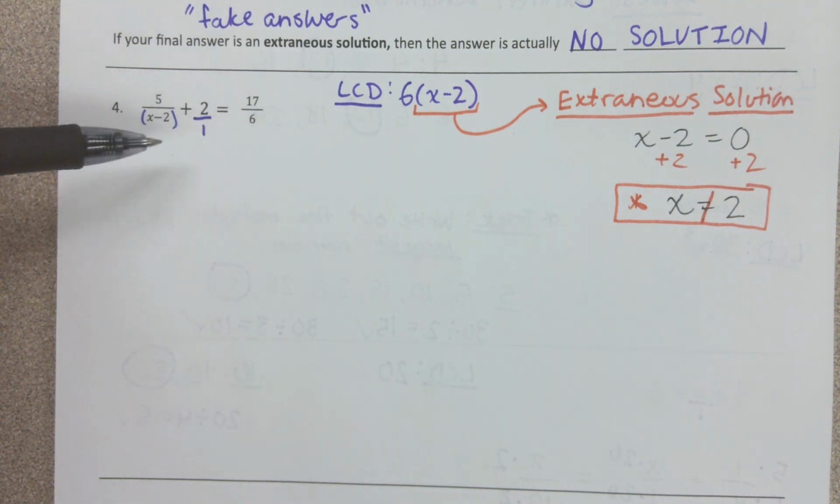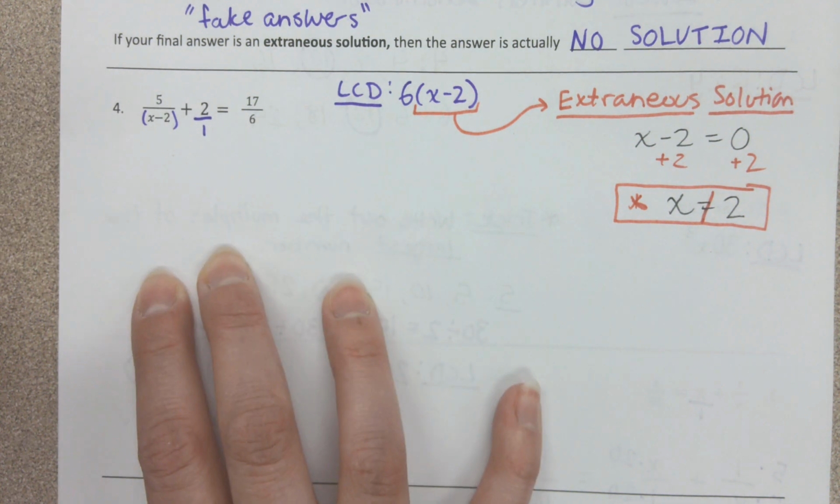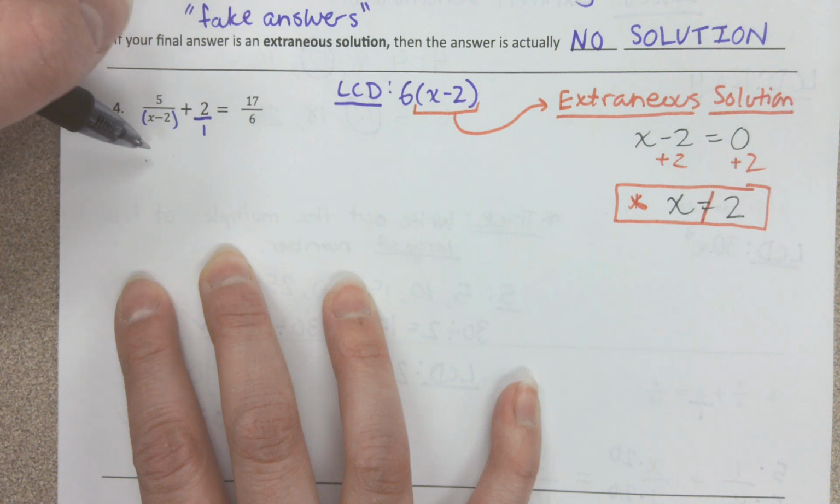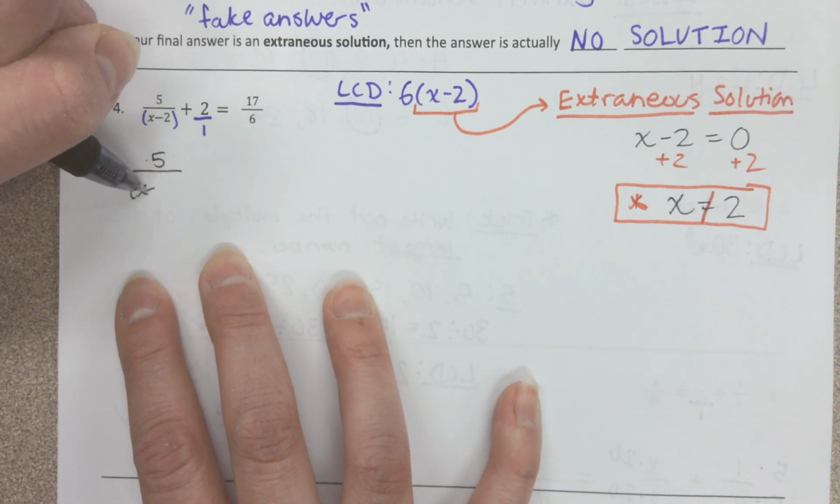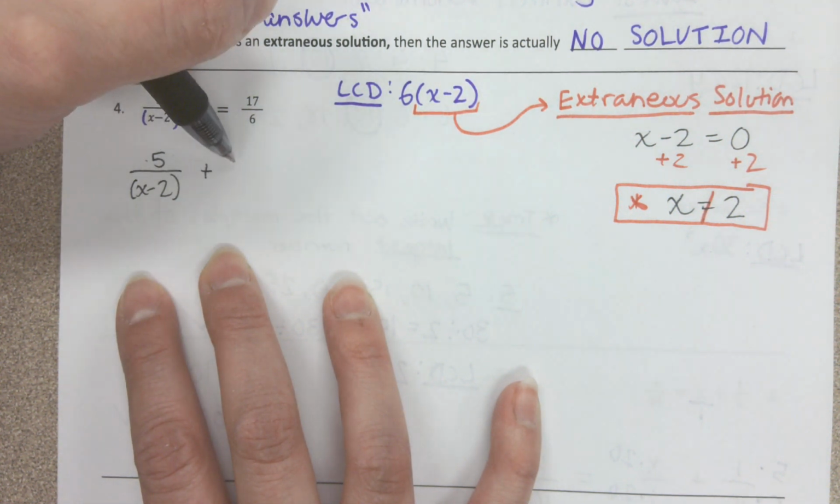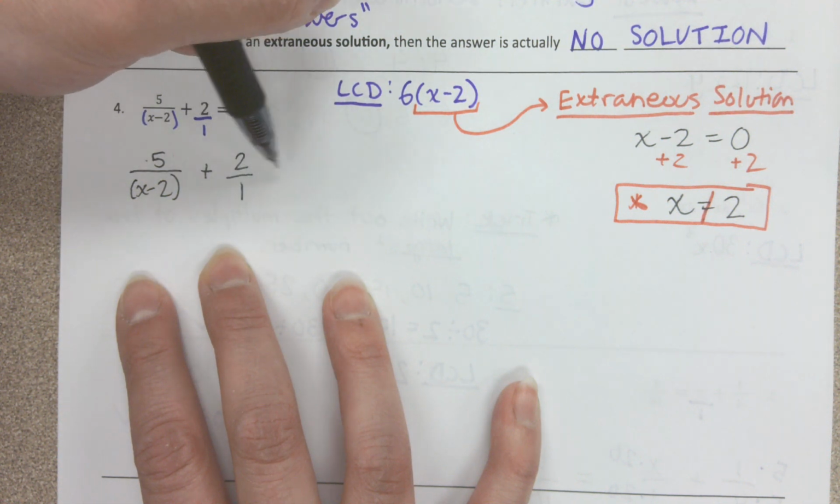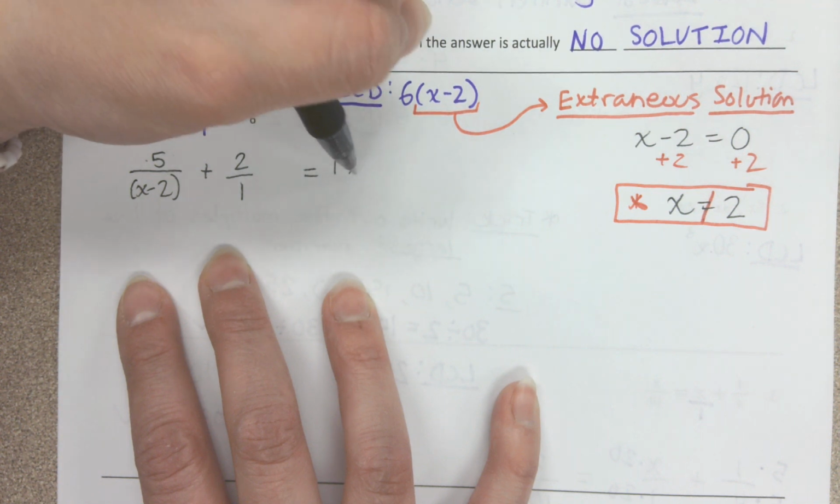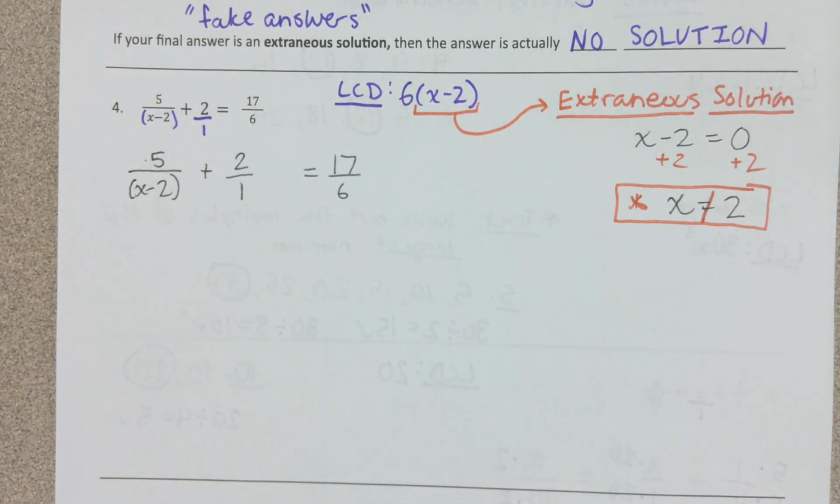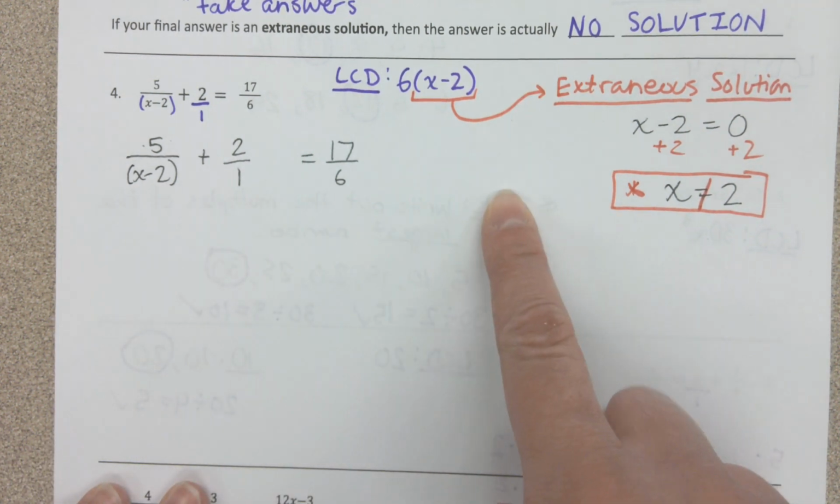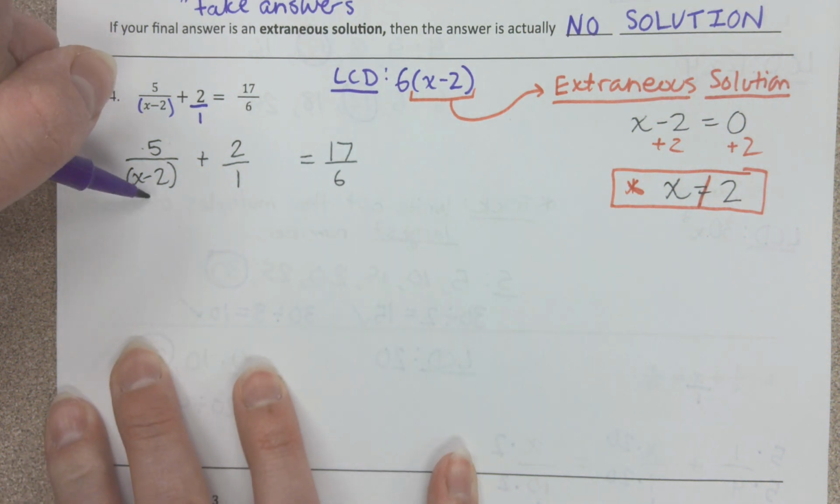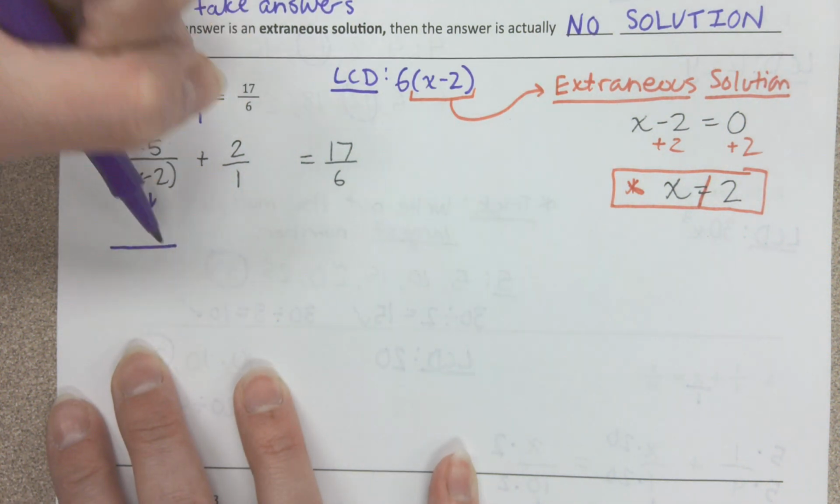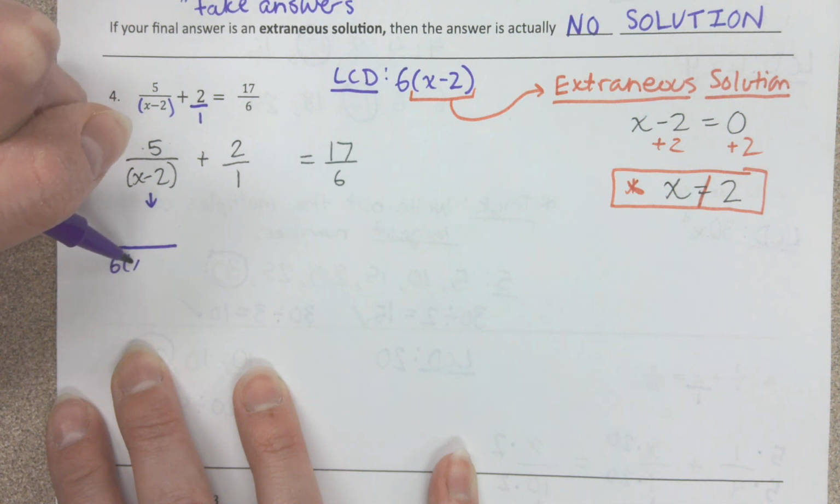We want to get the same denominator first, so let's work on that goal. I'm going to bring these down to give myself a little more workspace. 5 over x minus 2 plus 2 over 1, leave space after that before you write the equal sign, equals 17 over 6. These are the current fractions. Let's write down the fractions that we want underneath. We want them to have the denominator 6 times x minus 2.